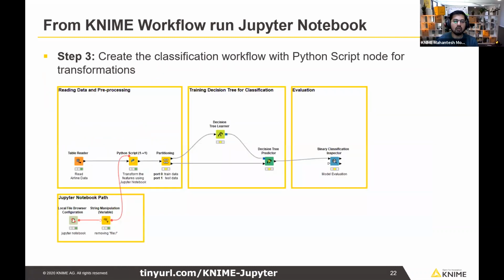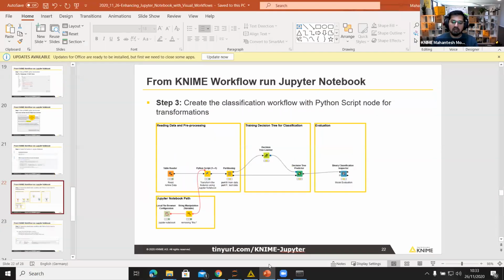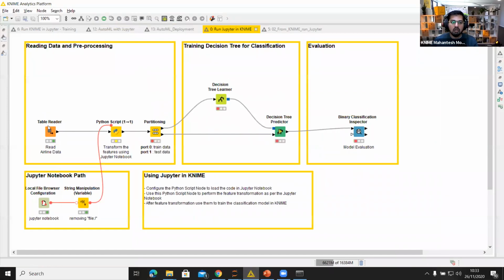And now we're going to step three, which is again building the workflow where you can use the Jupyter notebooks. For this point, I like to go back again to KNIME analytics platform. So this is the workflow that we're going to use to demonstrate how Jupyter can be integrated. And this is the workflow which is similar to the existing ones that I showed you in the previous demo. We are reading data here, then the training and the evaluation.